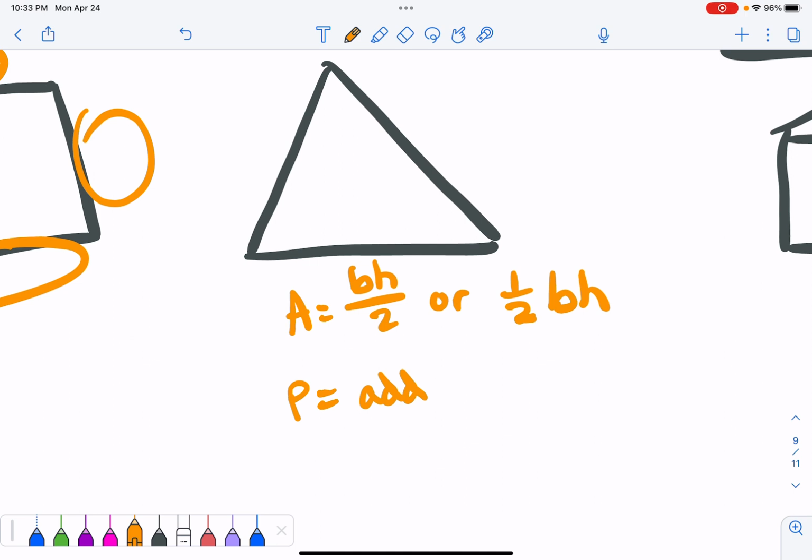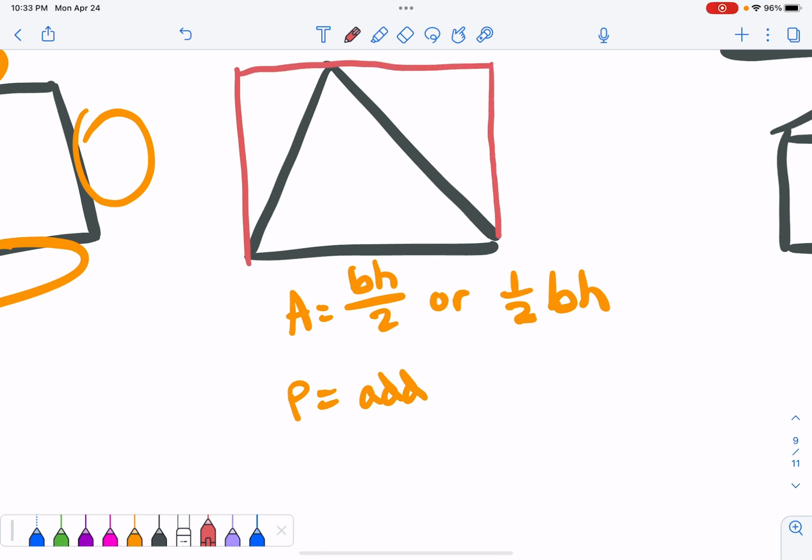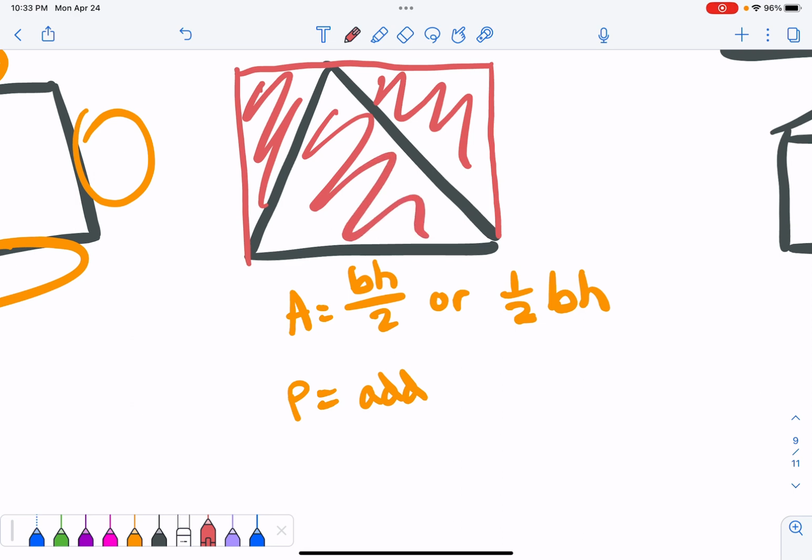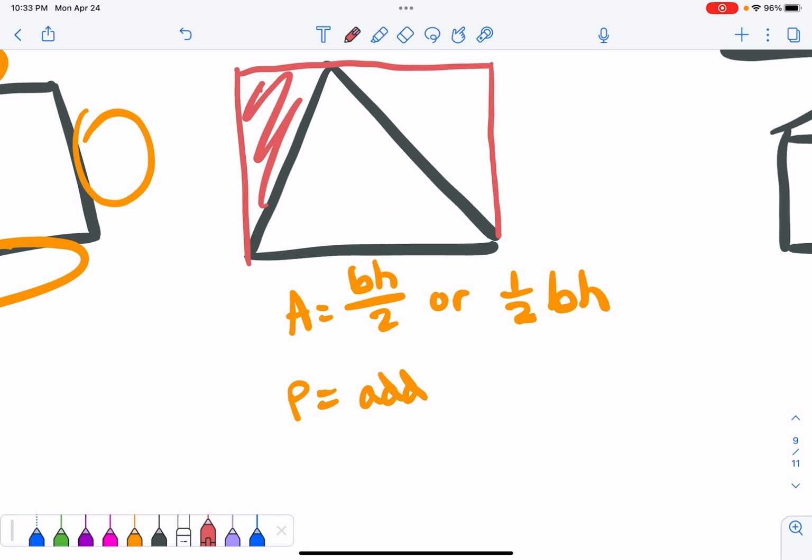Base times height divided by 2: a triangle is half of what a rectangle would be. So if I made this into a rectangle, this area would be the same as this area right here. It's half of what a rectangle would be, and that's why we do base times height divided by 2. Those are formulas that you need to know.